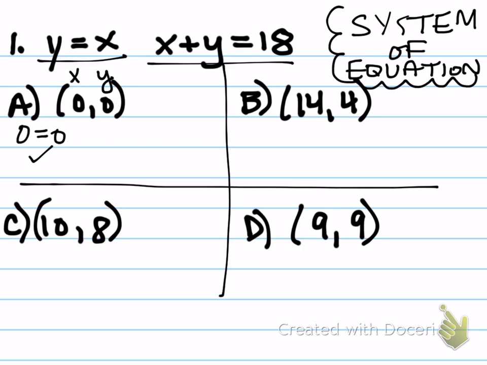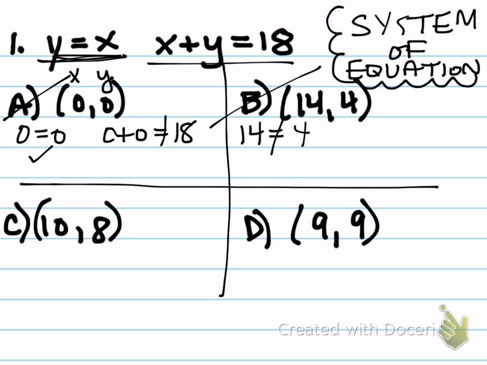Now for the other check in part A, we have x plus y is 18, which means if you add those numbers up, you get 18. Well, in this case, if we add up 0 plus 0, we certainly don't get 18. So 0, 0 can't be the solution because it doesn't work in both equations. So let's get rid of A. Now if we go to B, remember the first equation, y equals x, means these two things are the same. Well, it certainly isn't the case. These two numbers are not the same. So we don't even have to check the second one. B is eliminated.